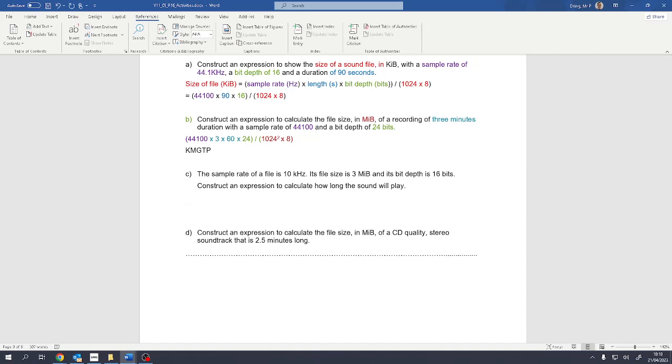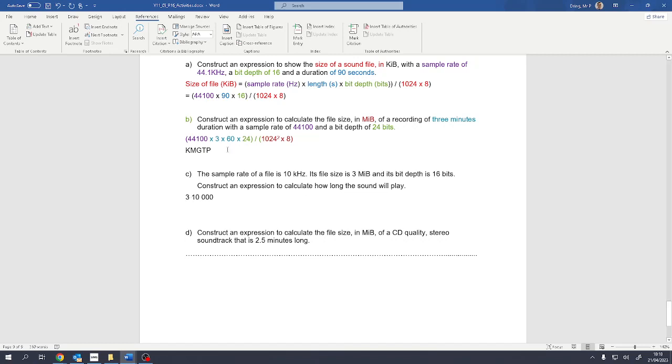The sample rate of a file is 10 kilohertz. So let's just go through in the same order that we've got. Sample rate is 10 kilohertz. Then we've got the length. The length is, this is nice, we've got to rearrange it. So let's put the whole thing in. The size of the file is 3.